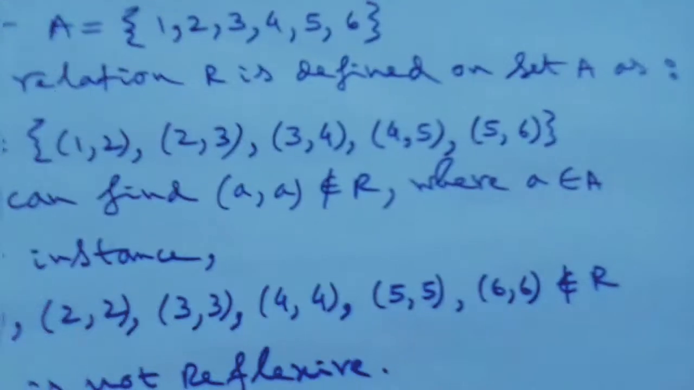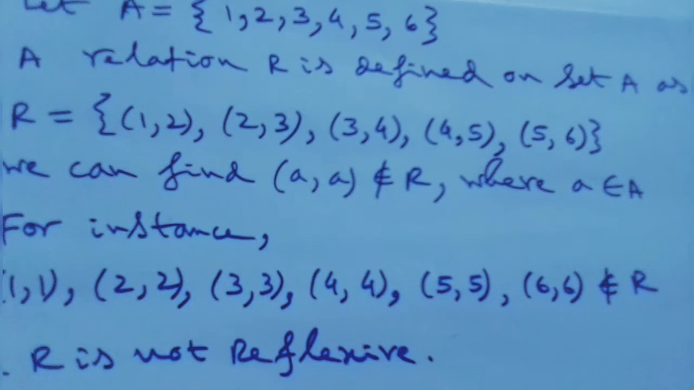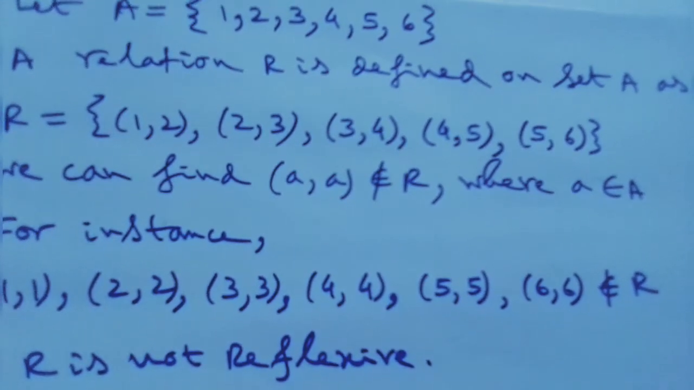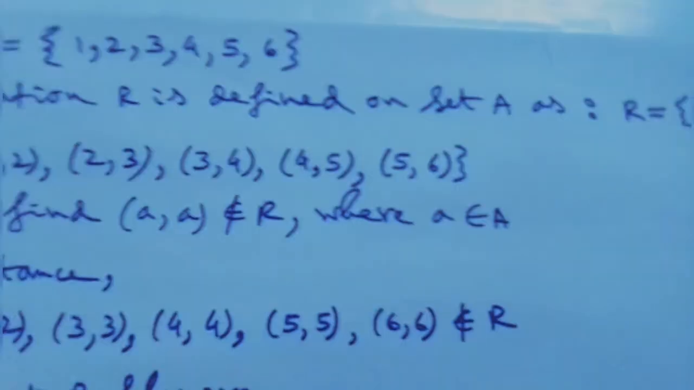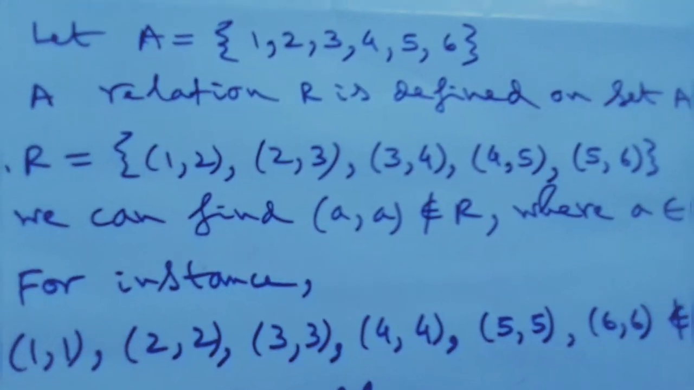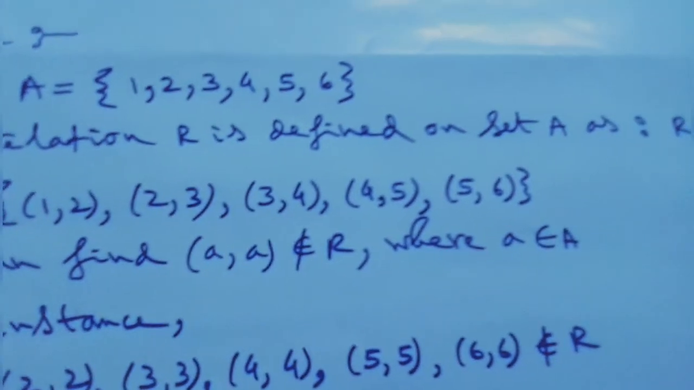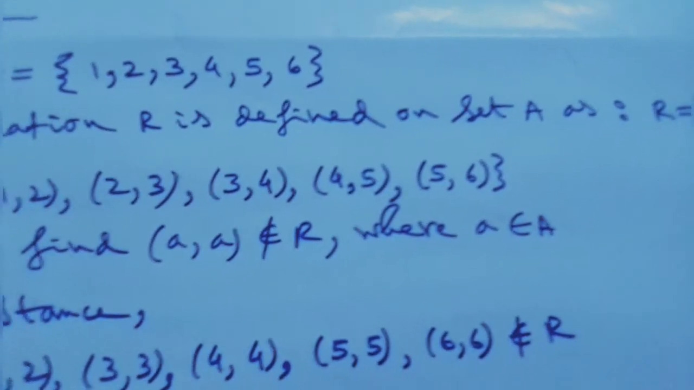So (a, a) doesn't belong to R. It is clear, for instance (1, 1), (2, 2), (3, 3), (4, 4) don't satisfy the definition criteria given. So 3 is not equal to 3 plus 1, 1 is not equal to 1 plus 1, 2 is not equal to 2 plus 1, and 4 is not equal to 4 plus 1. So all these pairs don't exist in R. So R is not reflexive.